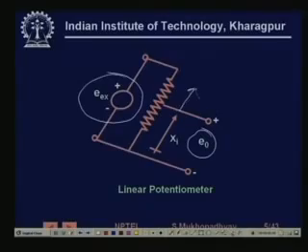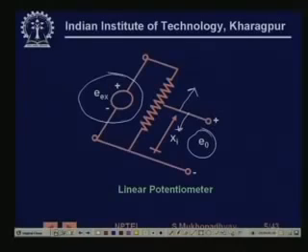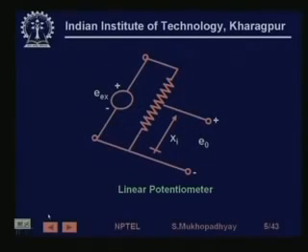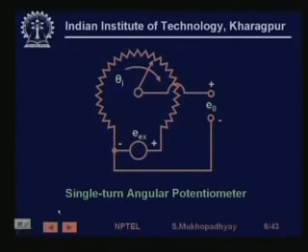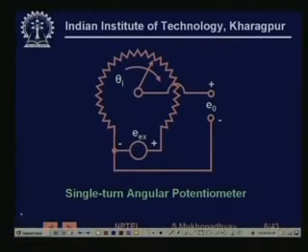So as it moves towards this, the voltage increases, and as it moves towards this point, the voltage decreases. Similarly, you can also use a similar configuration for angular motion sensing. So for example, this is a case where you have a single turn angular potentiometer.